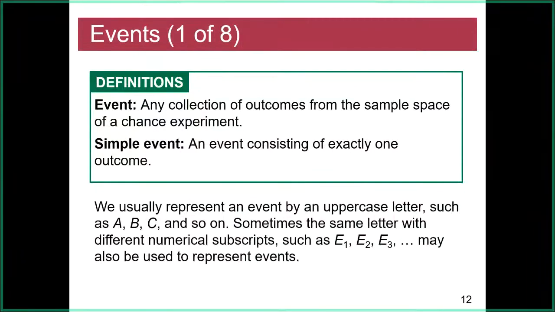Events. An event is any collection of outcomes. An outcome, remember, is any possible result of that chance experiment. A simple event is an event consisting of exactly one outcome. So we could have an event that consists of more than one outcome.